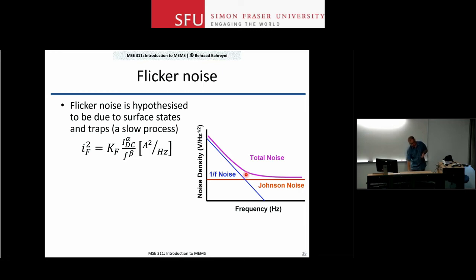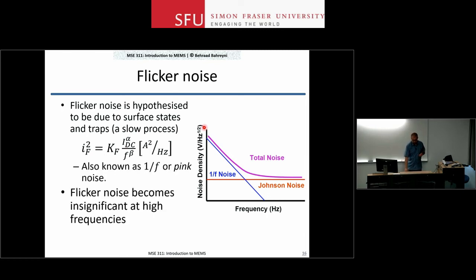And unfortunately, the noise power becomes larger and larger at lower frequencies. It's also known as pink noise. If you think about the optical spectrum, red signals are at the lower end of the spectrum, lower frequencies. Blue and violet signals are at high frequencies. So we call it pink noise because you see it dominantly at low frequencies.